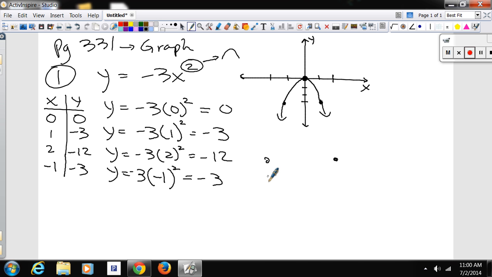Now it says to label the vertex. So what's the vertex on this graph? Zero. The 0, 0 point. The vertex is the middle of your curve, right? So this is right here. Let's put a little arrow, vertex.